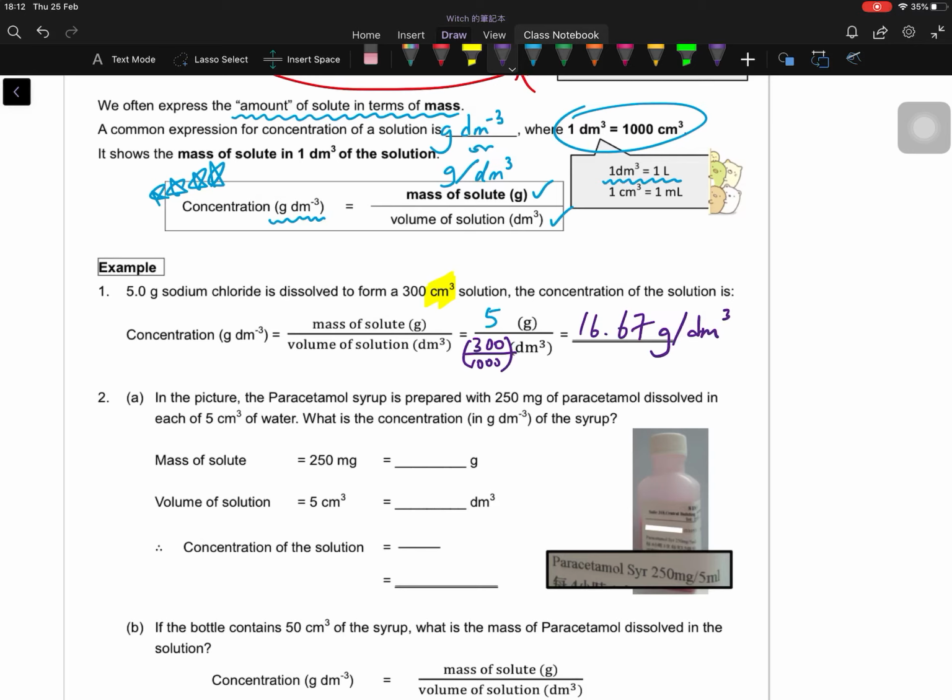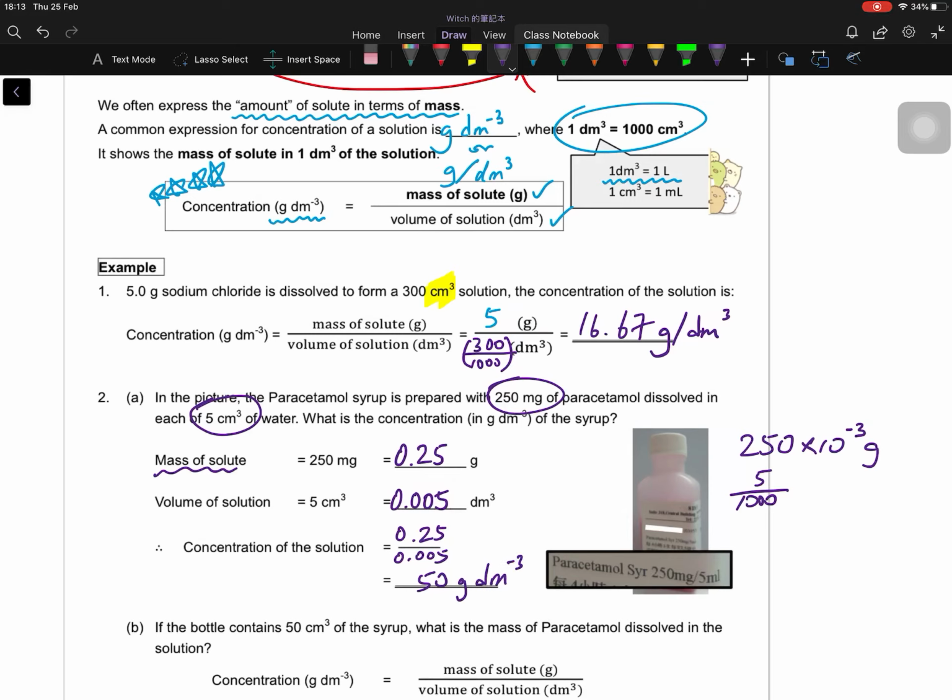In the next question, there is a paracetamol syrup. Here is the volume: 250 is the mass, and 5 cm cube is the volume. Again, first, the mass of solute is 250 milligram, or 10 to the power minus 3, so the result will be 0.25 gram, and the volume is 5/1000. Be careful of the decimal places: the answer is 0.005 dm cube. So the concentration is 0.25 over 0.005, which is 50 gram per dm cube.